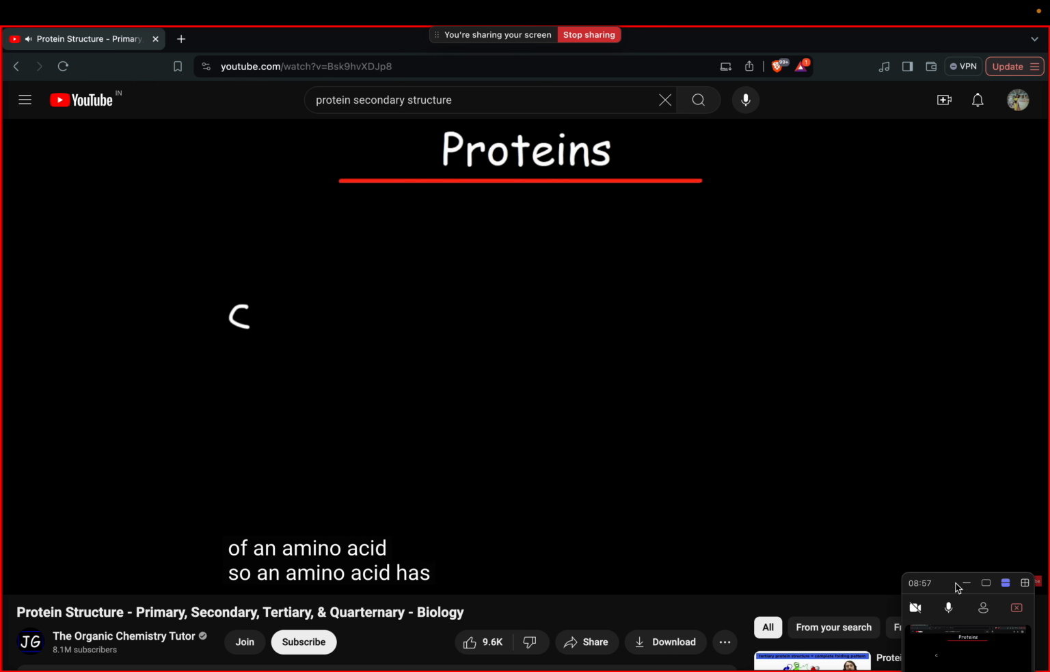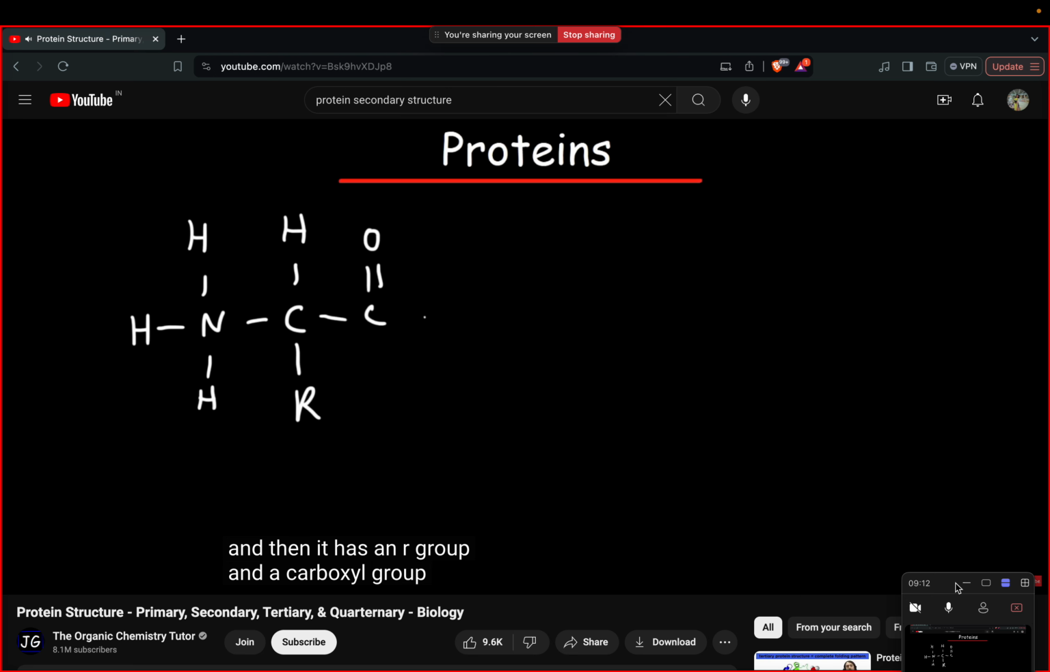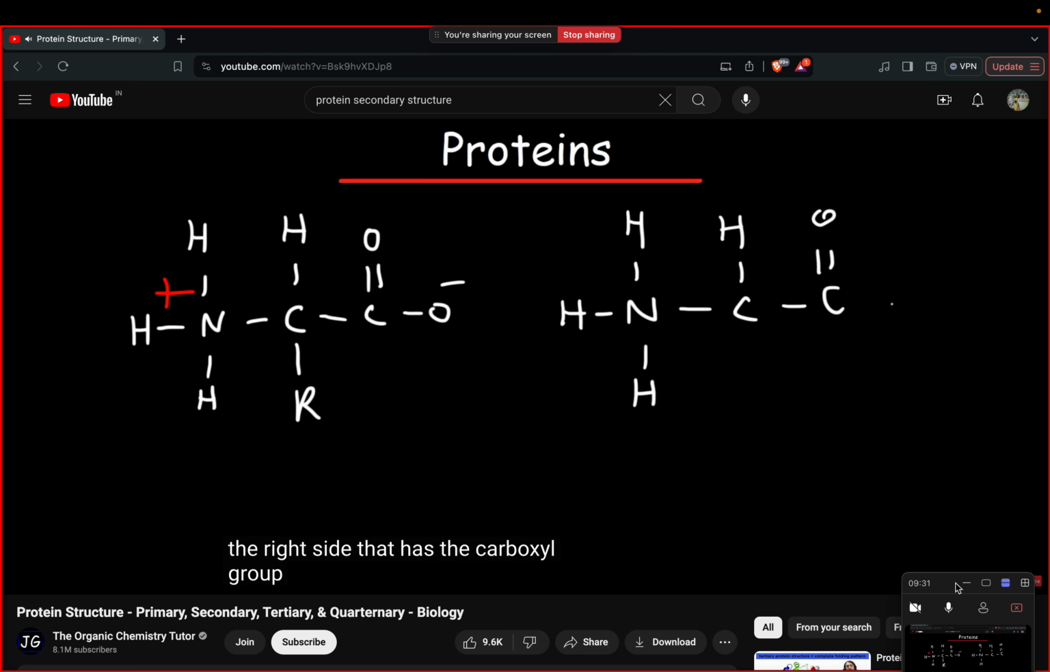An amino acid has a chiral carbon with a hydrogen attached to it, and it has an amine group attached to it as well. And then it has an R group and a carboxyl group. Now I'm going to draw another amino acid right next to it. The left side, where the nitrogen is located, is the N terminal of the amino acid. The right side, which has the carboxyl group, is the C terminal of the amino acid.